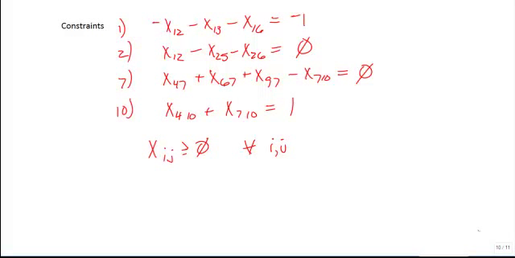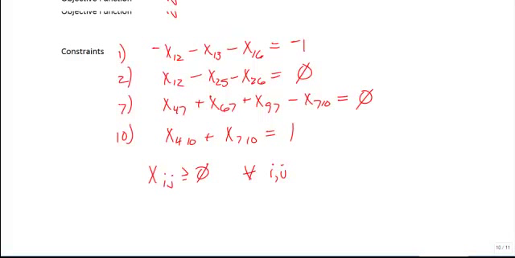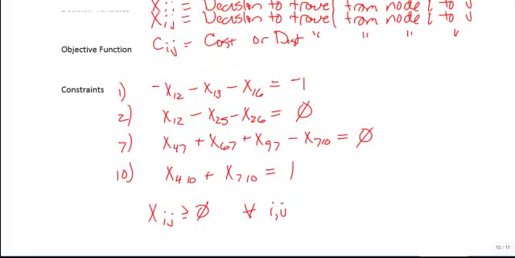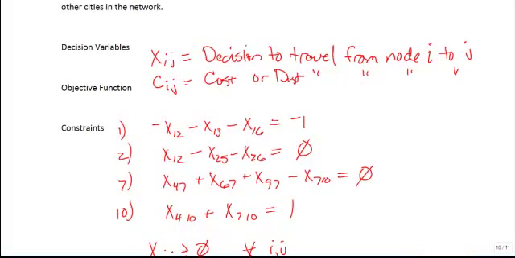Now, the last thing we need to look at is our objective function. Again, our decision variables are going to act as binary variables. They will take on a value of 1 if we decide to move from node i to node j, 0 if we do not. Once again, the decision variable represents the decision to move from node i to node j. In our network, we also know what the distance is between each node.